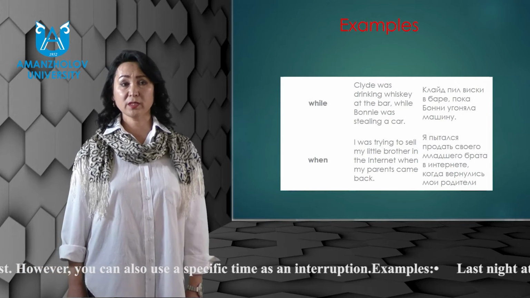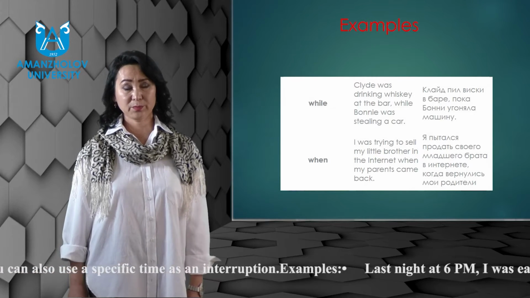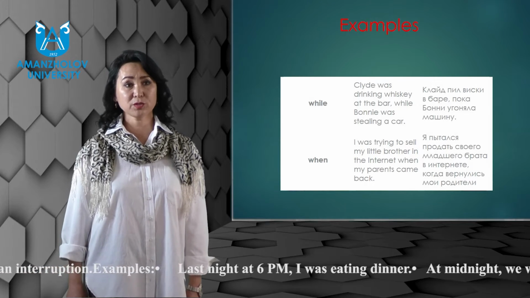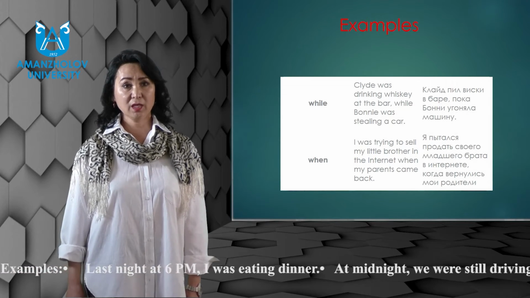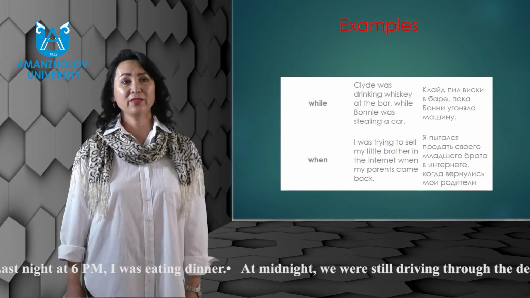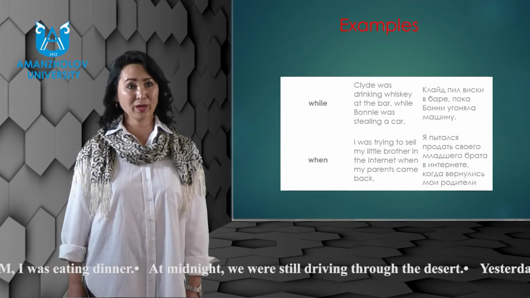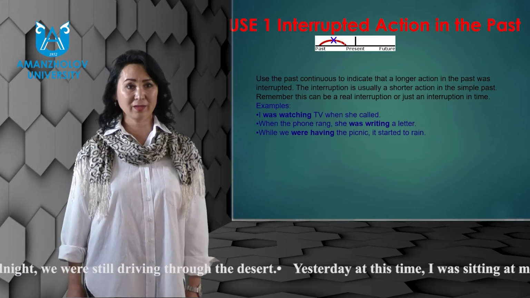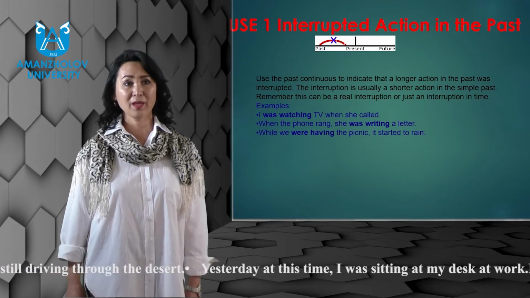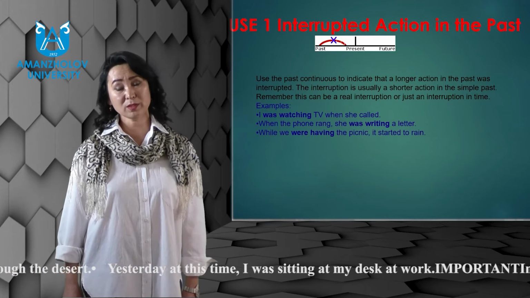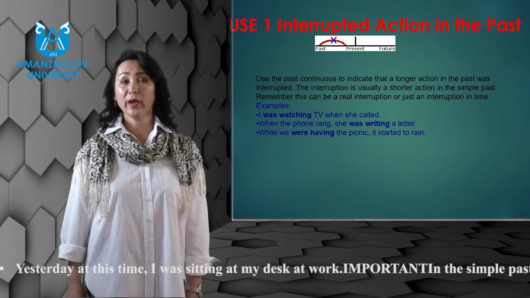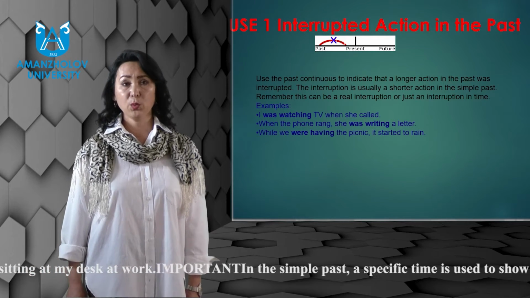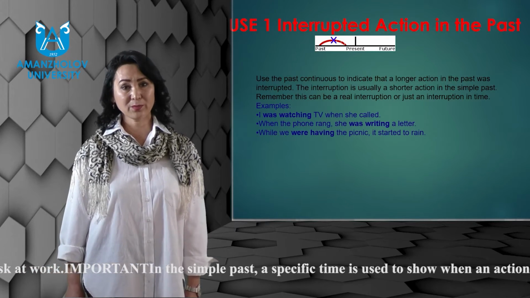The next use is parallel actions. When you use the past continuous with two actions in the same sentence, it expresses the idea that both actions were happening at the same time. The actions are parallel. For example, I was studying while he was making dinner. While Ellen was reading, Tim was watching television. We were listening while he was talking.